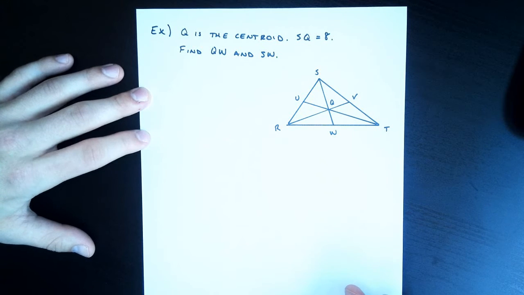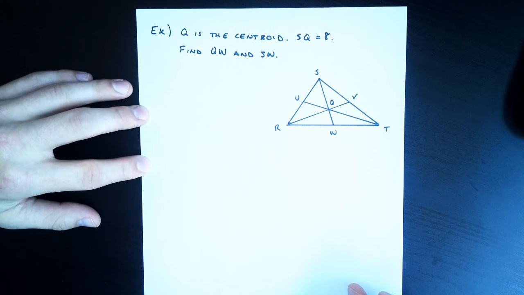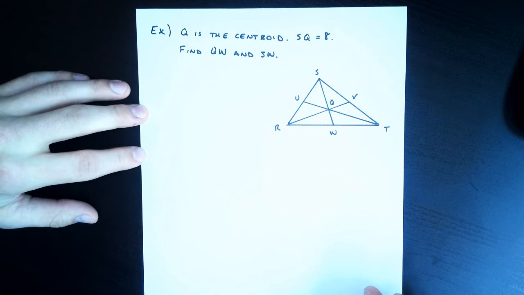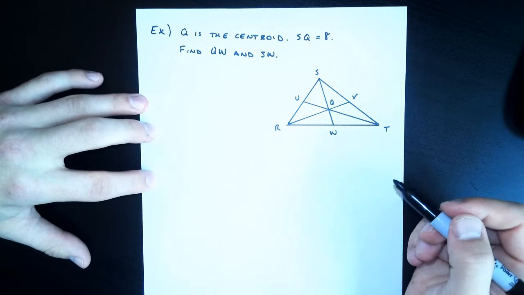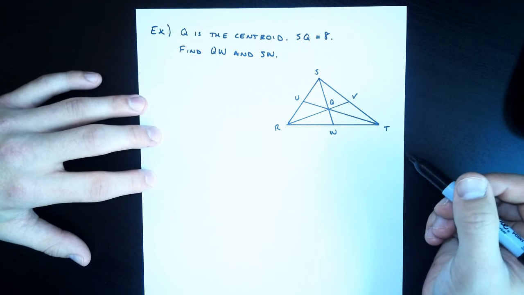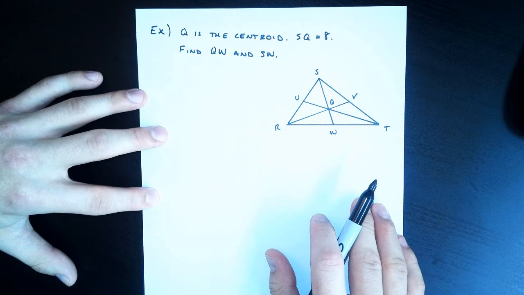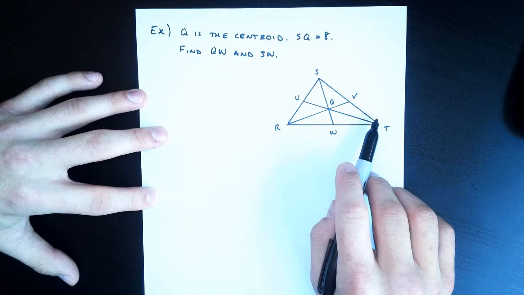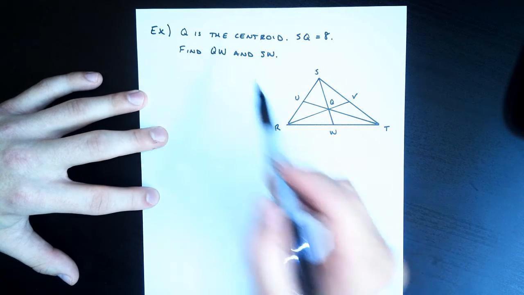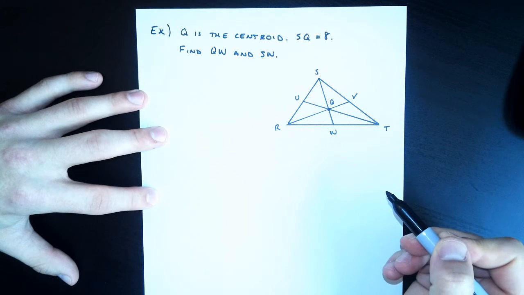Hello everyone. I'm going to do two examples using the centroid theorem, which again states that the centroid is 2/3 of the distance from the vertex to the midpoint of the opposite side. So this first example, we have triangle RST, and I'm told that Q is the centroid of the triangle. So point Q here in the middle.